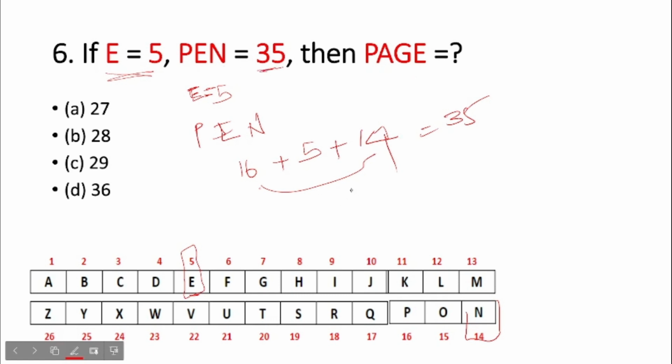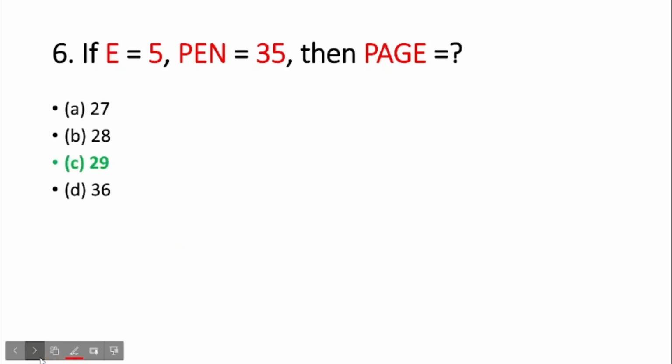In a similar way, we have to find out for page. Here, P means 16, A means 1, G means 7, and E means 5. Total would sum up to 16 plus 1, 17, 17 plus 7, 24, 24 plus 5, 29. So 29, option C, would be the answer for this question.